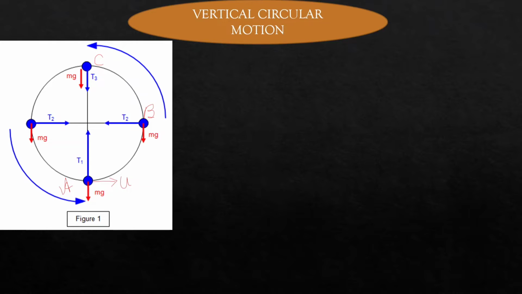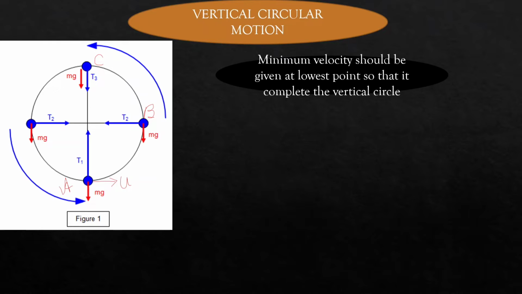So don't try to remember anything, just try to learn and understand all the things. Now we are going to start. The first concept is the minimum velocity that should be given at the lowest point so that it completes the circle.